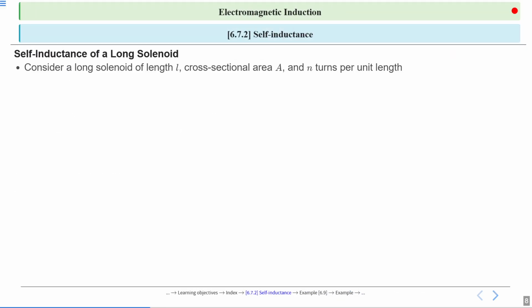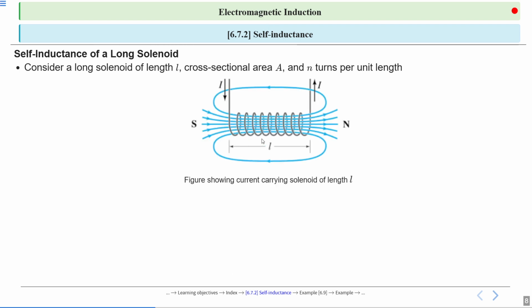So, self-inductance of a long solenoid. Consider a long solenoid of length L, cross-sectional area A, and n turns per unit length. This is the coil having n turns per unit length, current I is flowing through it, and the length of this solenoid is L. The figure shows a current carrying solenoid of length L. Small n is turns per unit length, so the total number of turns capital N will be small n into L.